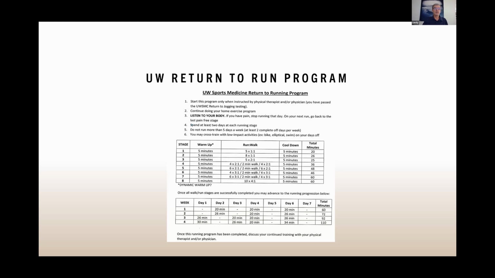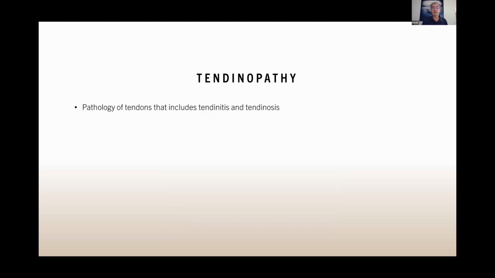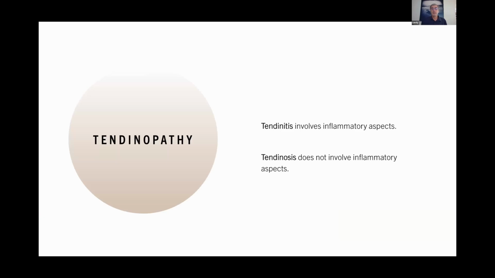So a tendinopathy just means pathology of a tendon. It can often be a tendinitis or a tendinosis. Tendinitis will involve inflammatory aspects, and tendinosis does not involve inflammatory aspects. This is why, like a tennis elbow, it doesn't respond well to ibuprofen or icing. It just doesn't have those inflammatory properties.